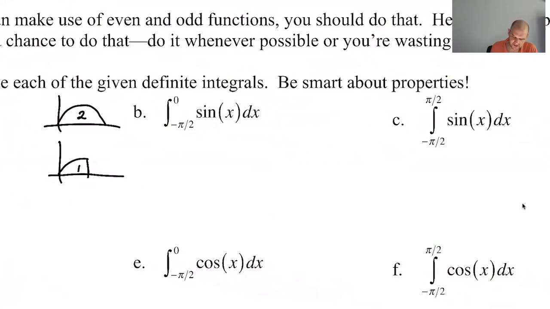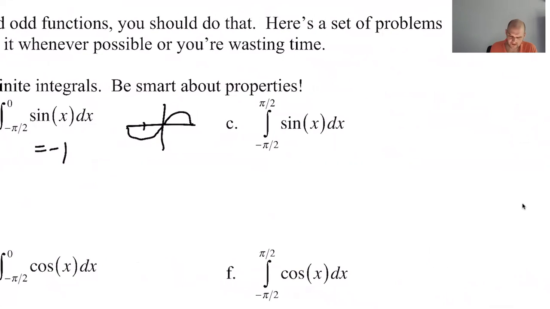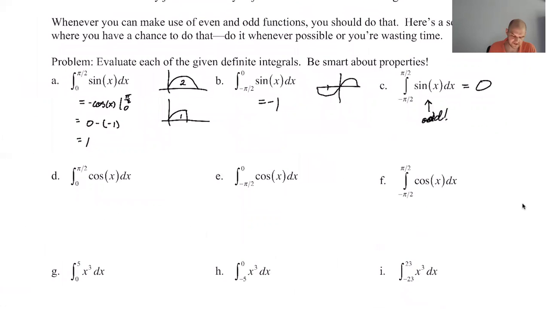All right, so now geometrically, negative pi over 2 to 0, this is going to be negative 1. We can just do them geometrically; we don't really need to go crazy. Sine is odd, and the bounds are symmetric, so that's going to be 0. Smarter, not harder. Always make sure you're doing the smart thing, not necessarily the hard thing.